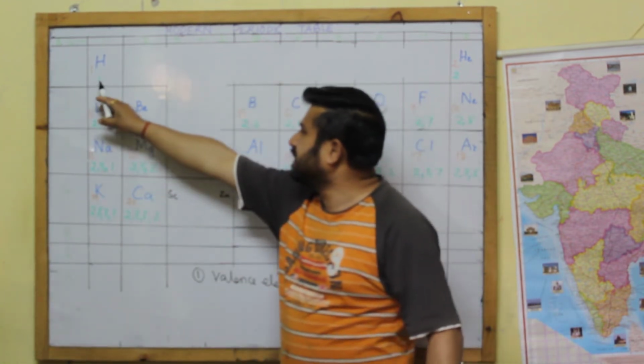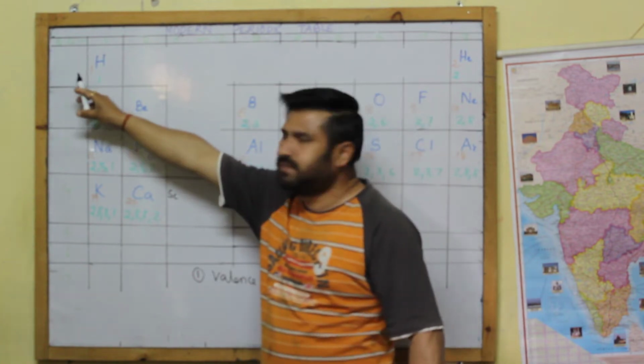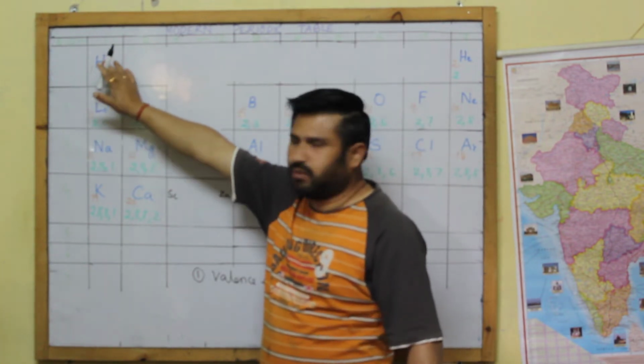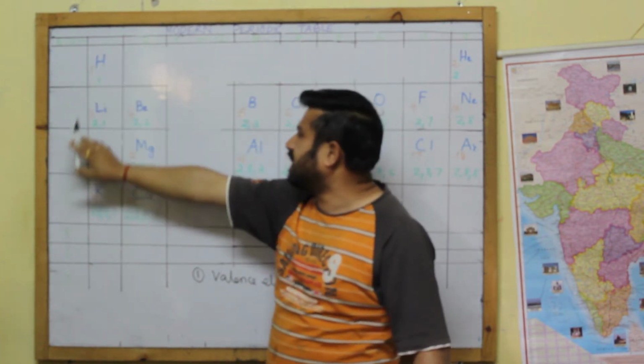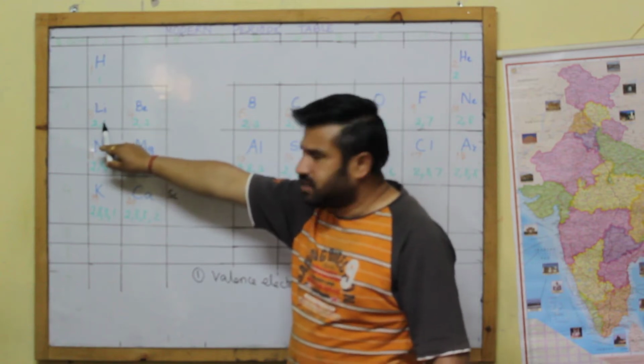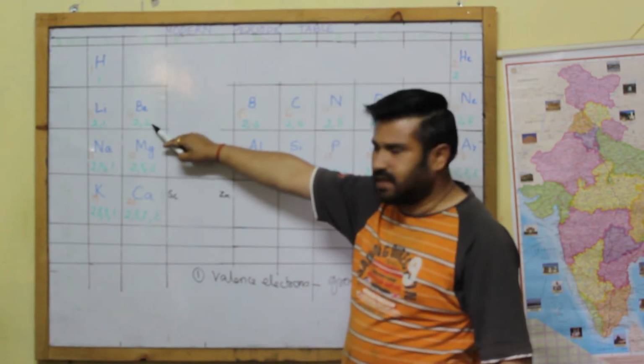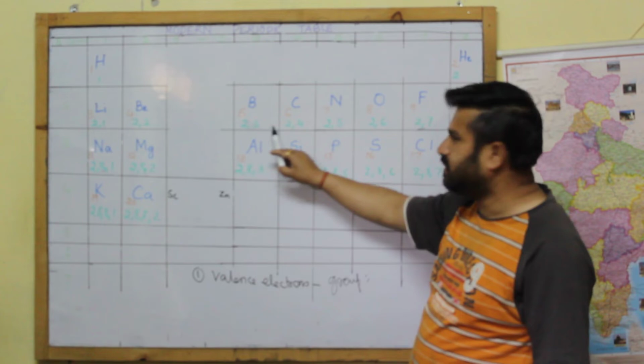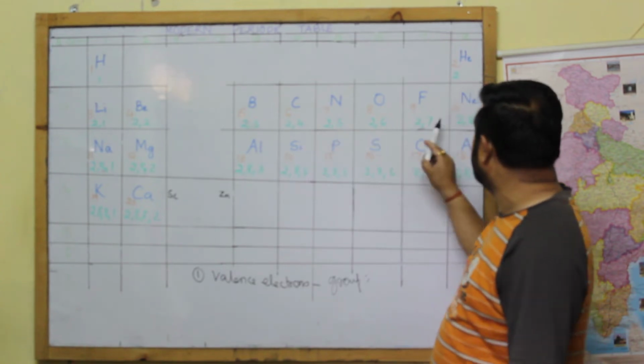Let's start with this. Anyway, leave the first period, it is the shortest. We will not bother to touch the shortest period. Let's take the others. What do you see here? It has got 1 electron in the last shell. It has got 2 electrons in the last shell. This has got 3, this has got 4, 5, 6, 7, 8.